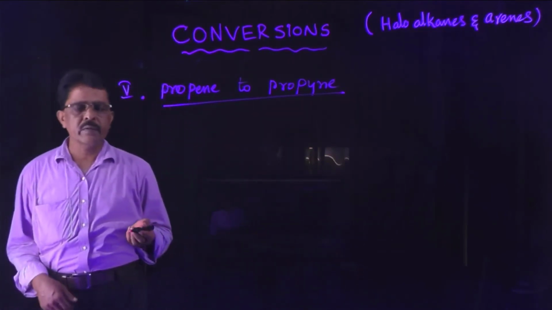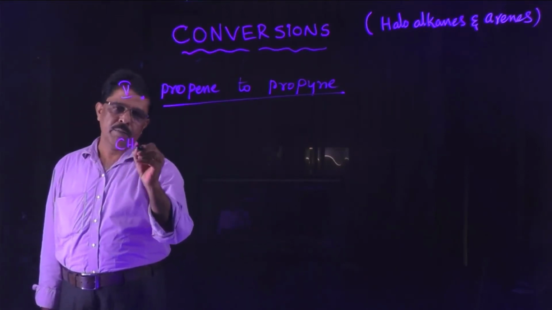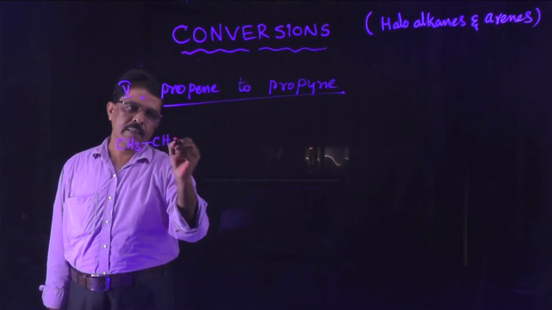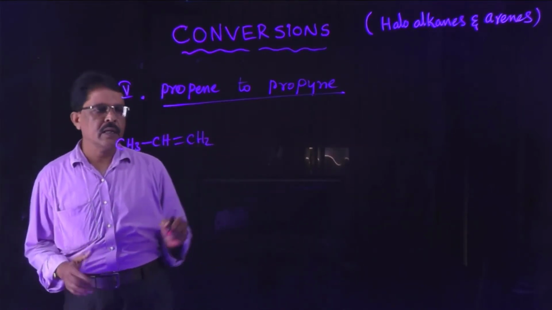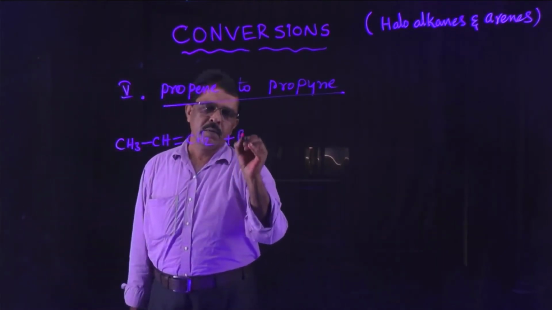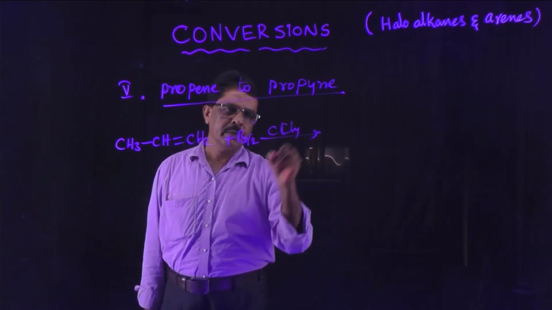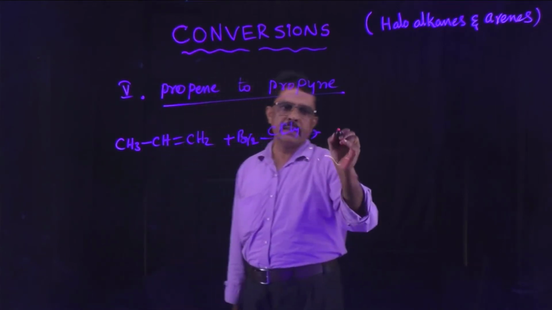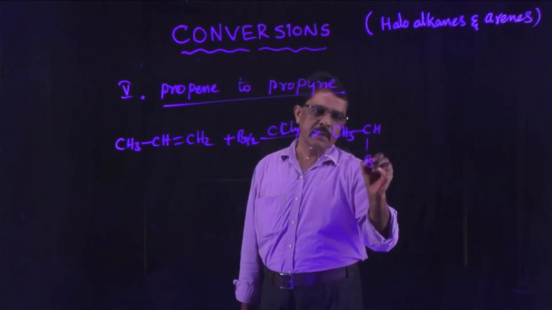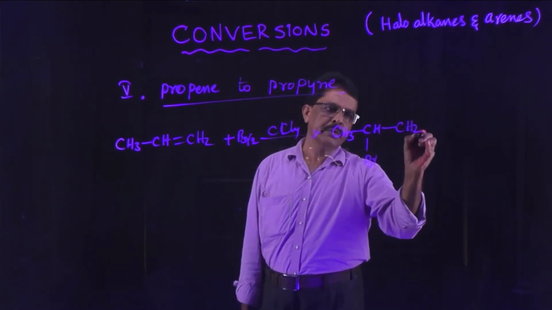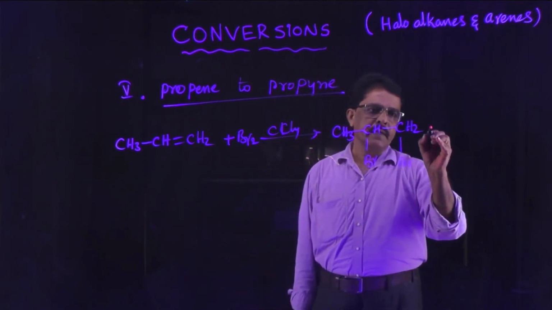How are we going to convert this propene to propyne? First of all, I want to write the propene formula, CH3CH double bond CH2. Halogenation will take place with Br2 in the presence of CCl4. Then you will get CH3CHBrCH2Br. Right? Understand?